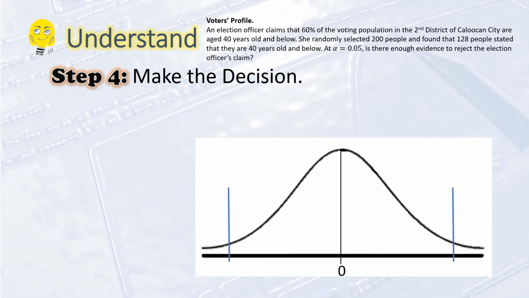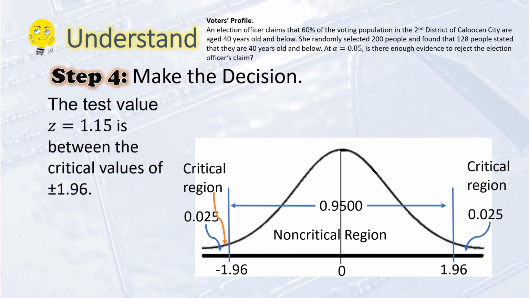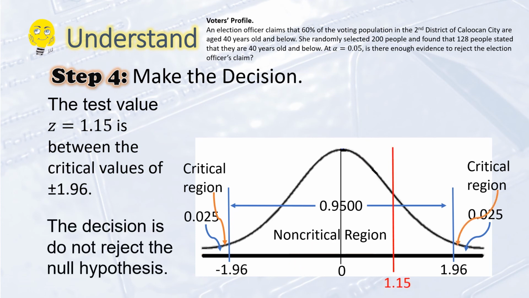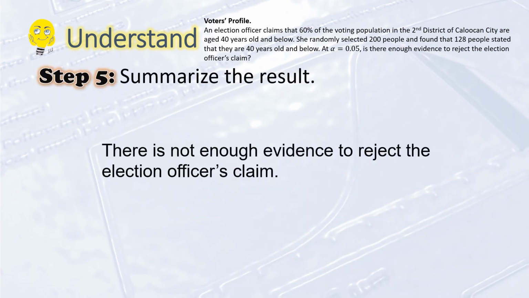From step 2, the critical values for Z are negative 1.96 and positive 1.96. The test value is 1.15, which is in the non-critical region. Hence, the decision: do not reject the null hypothesis. To summarize the result, there is not enough evidence to reject the election officer's claim.